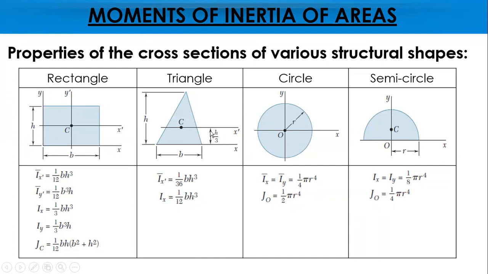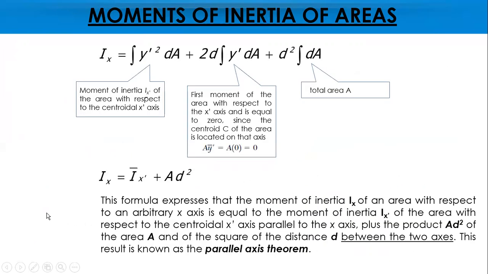For the triangle, the derivation is the same. Ix equals centroidal plus area of the triangle times d squared. This is our d, the distance between the centroidal axis and the arbitrary axis. And the result is this. So we can now solve some problems to apply the parallel axis theorem, especially for composite figures.